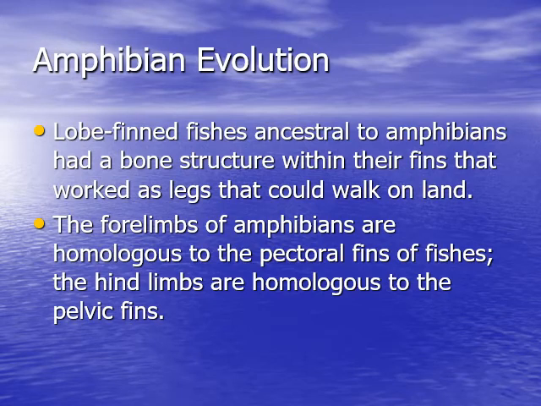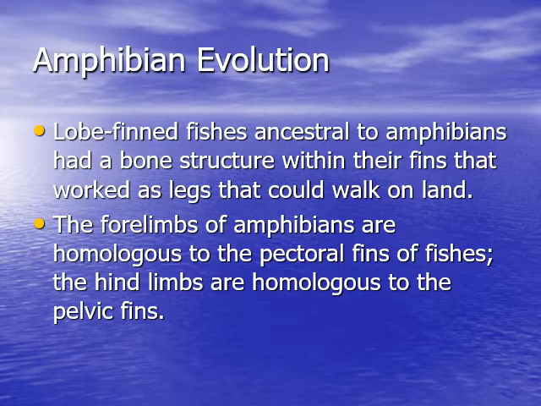Those forelimbs of those amphibians that we're going to be talking about, they're homologous. That means that they show evolutionary relationships to the pectoral fins of fishes. So what that means is basically the front limbs of amphibians like a frog or a salamander. It shows that when you look at their structure and you look at the structure of the pectoral fins of some of our fish species, they're related to each other.